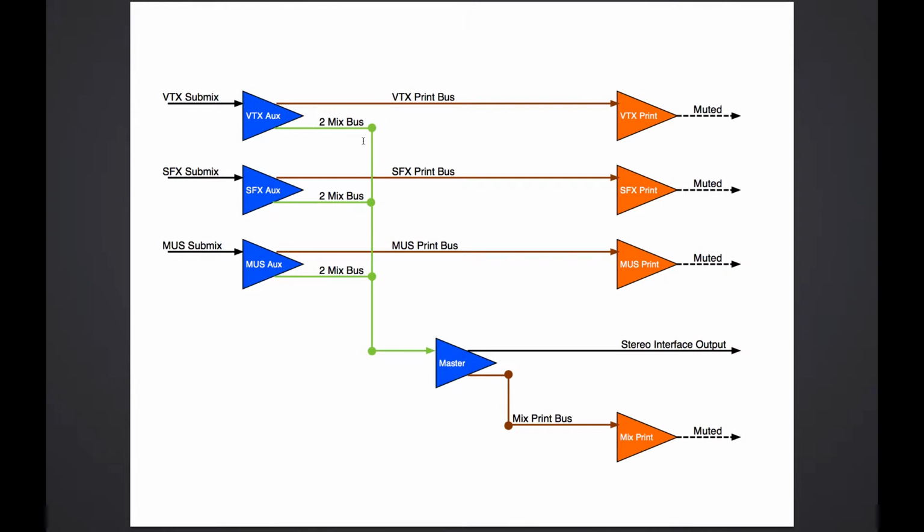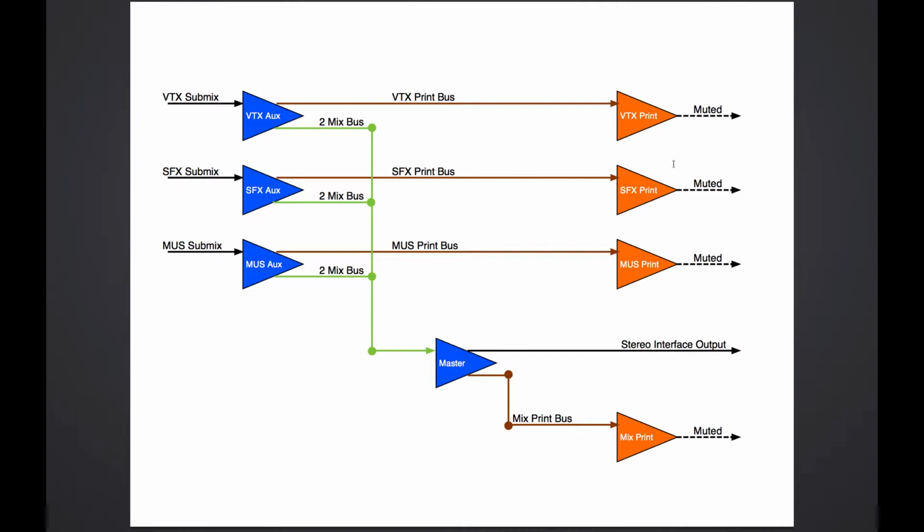On this green bus called the 2mix bus, we can see that these submix tracks are also feeding the 2mix bus, and that goes into the master fader. It's what we monitor that goes to the stereo interface output. But the master fader is also going to go to the mix print bus, and that is going to get recorded on our mix print track.